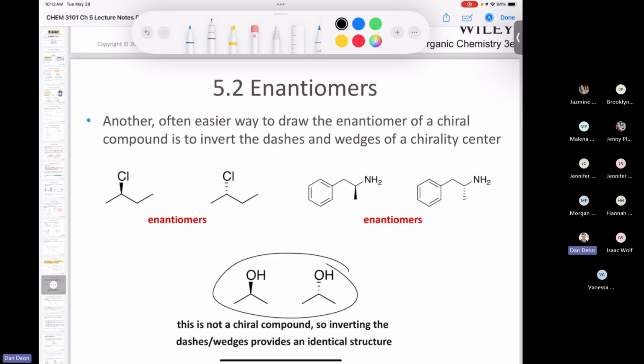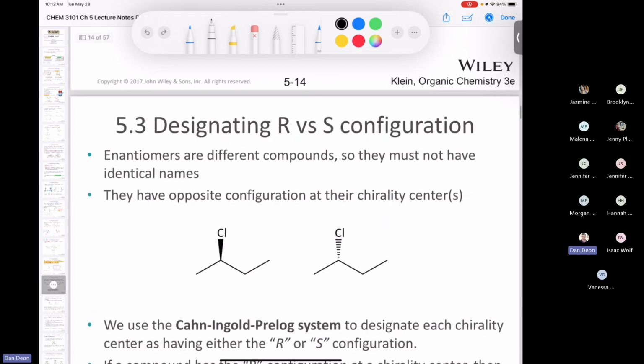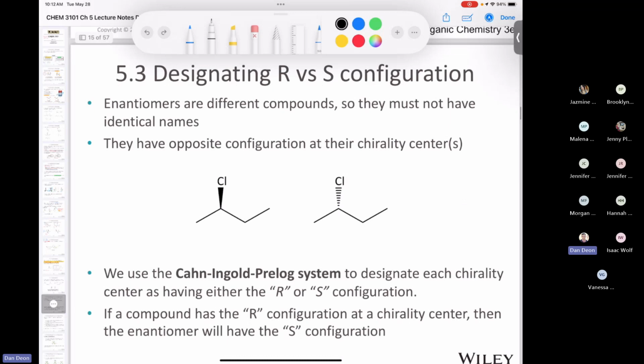And these 2 compounds here, it doesn't matter if you flip the dash or the wedge because they're not chiral. There's no chiral center in the compound. There's 2 methyl groups attached. So there you go. The next thing we're going to cover is designating a stereocenter as being R or S. So is a stereocenter an R stereocenter or an S stereocenter?